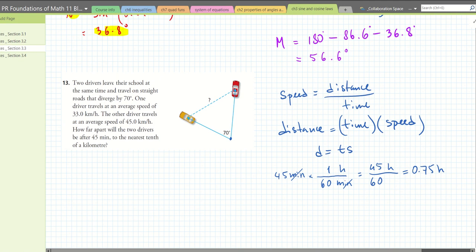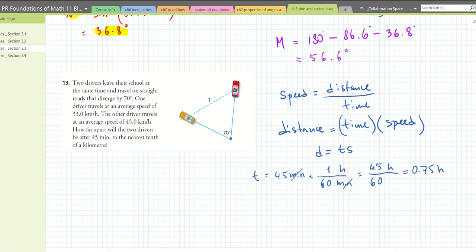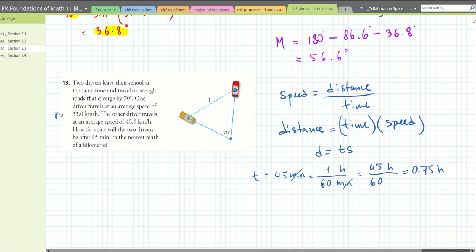So that's how long they traveled. They traveled for 45 minutes, or 3/4 of an hour, or 0.75 hours. So you're going to use that as our time in our equation for distance. We know their speed for each of the cars. Let's say, it doesn't really matter which one is which, let's call this one red, and this one is going to be yellow.